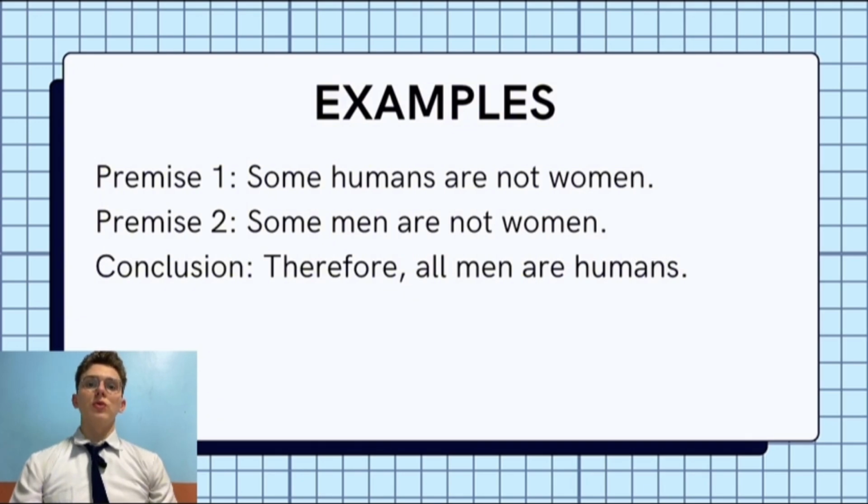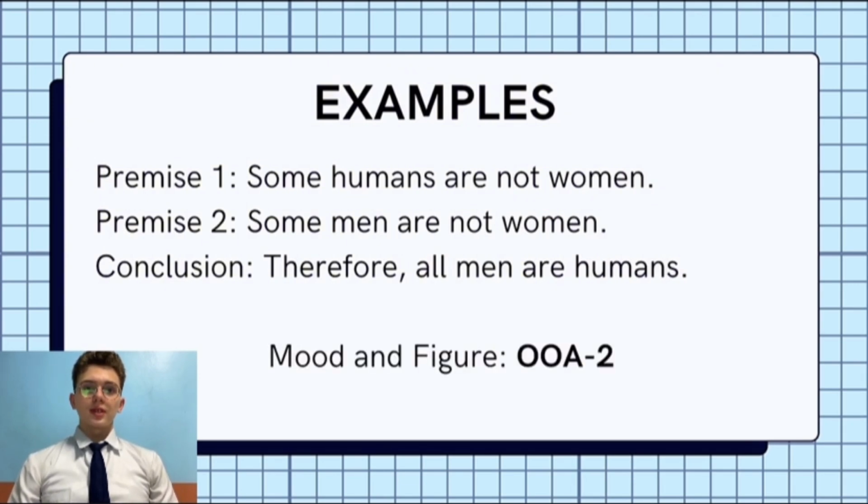Now, let's determine its mood. In the first premise, it states some S are not P, which is denoted as O. In the second premise, it states some S are not P, which is still denoted as O. And in the conclusion, it states all S are P, denoted as A. The figure follows figure 2, wherein the middle term is on the right in both premises. Now that we have already determined its mood and figure, let us now determine if it is valid or not. Since its form is not found in the table of validity, we can conclude that this categorical syllogism is invalid.